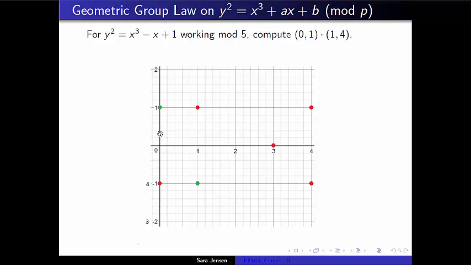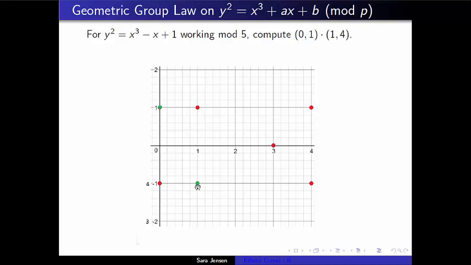If I were to draw a line between (0, 1) and (1, 4) in this particular picture, I've gone over 1 unit from 0 to 1, and I've gone down by 2 units. What I want to do next is extend that line and see when I next hit one of these red points. That will be my third collinear point, and I'll be able to look at its reflection to define this group operation. So, I went over 1 unit and down 2 units.